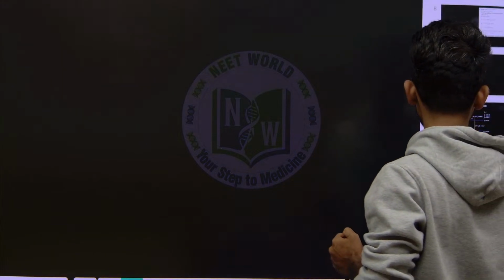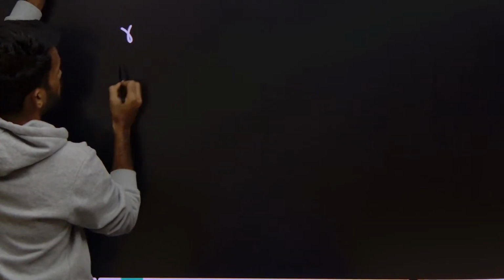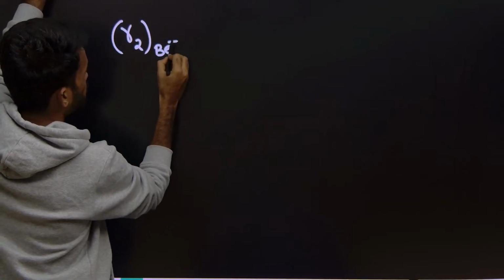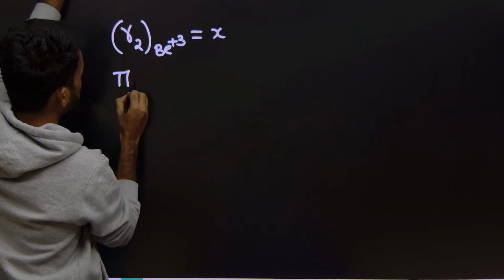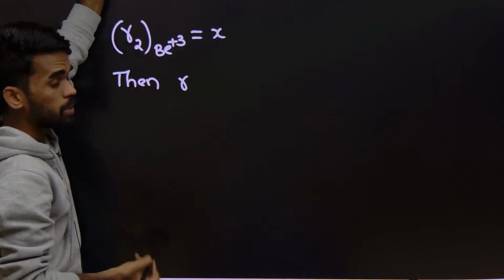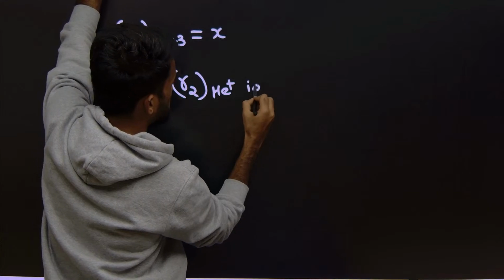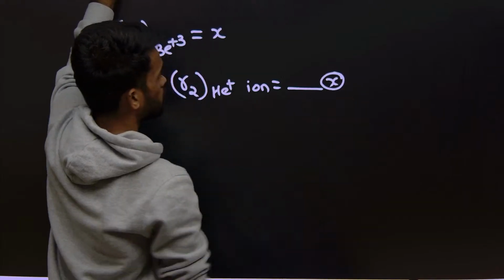Based on yesterday's discussion, can you answer this question? The radius of the second Bohr orbit of beryllium plus 3 is x. Then the radius of the second Bohr orbit of helium plus ion is dash in terms of x. So what is this value here? You can give me your answer in the chat box.